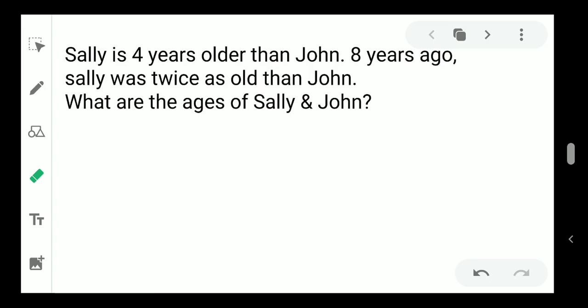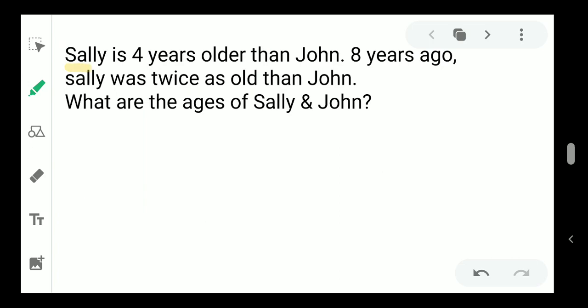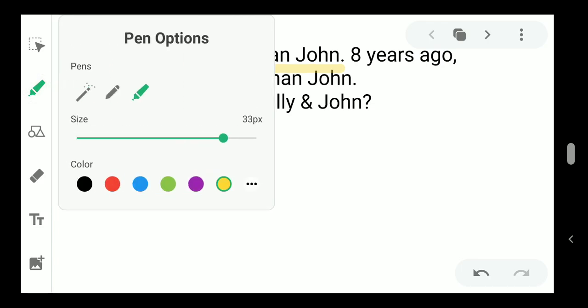So the first question is, Sally is 4 years older than John. 8 years ago, Sally was twice as old as John. What are the ages of Sally and John? Now see, there are two conditions. The first condition is this one, that Sally is 4 years older than John. This is the first condition.